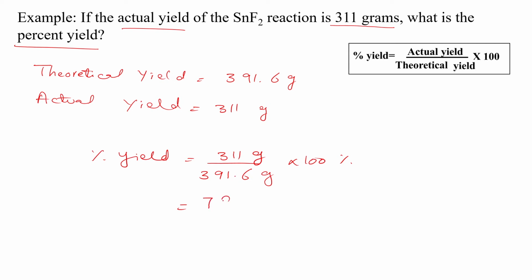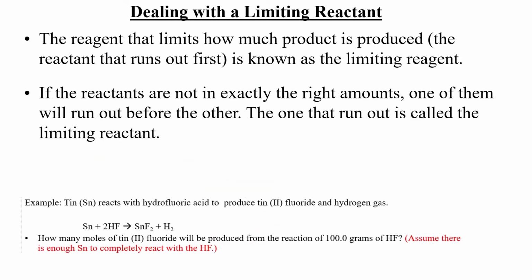So the percent yield for this reaction is 79.4177 percent, and you're going to round it to 3 sig fig because here is your 3 sig fig in this, right? So it will be 79.4%. Let's see what is dealing with a limiting reactant.